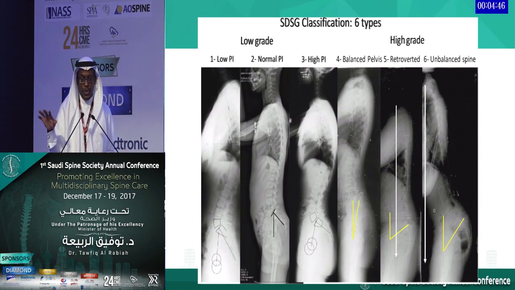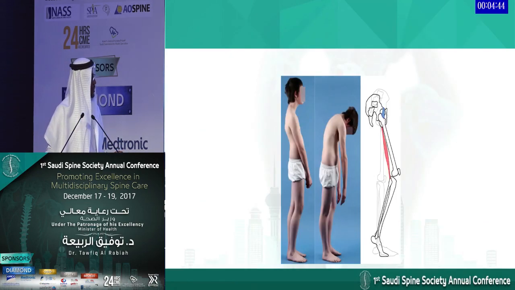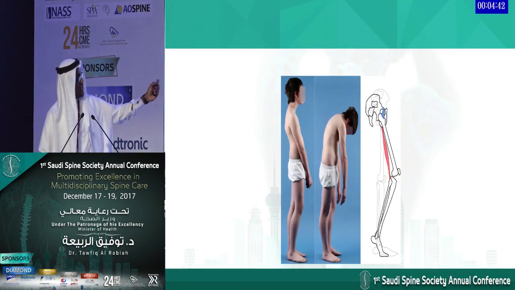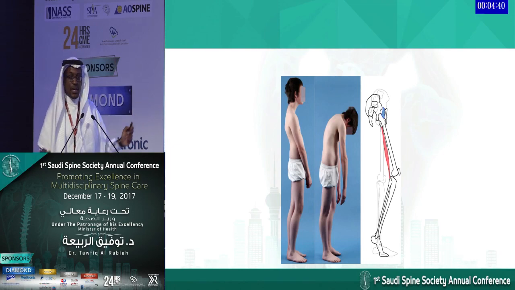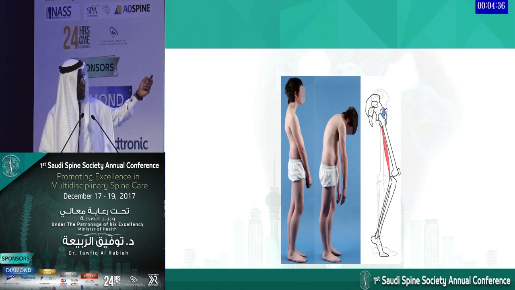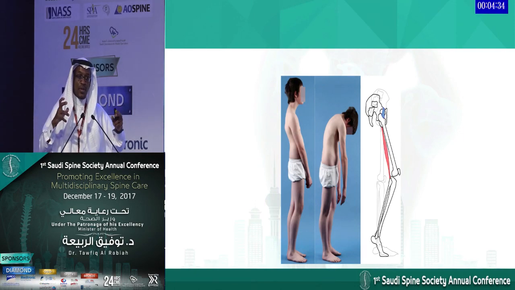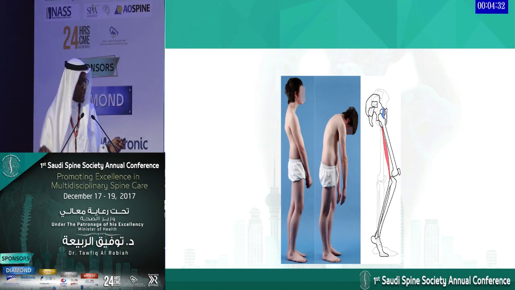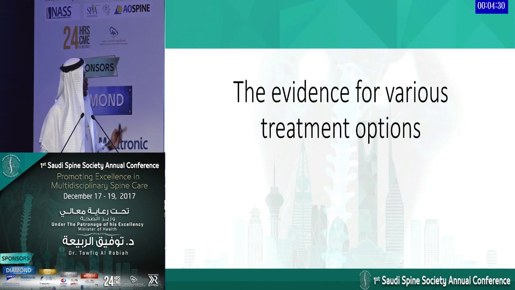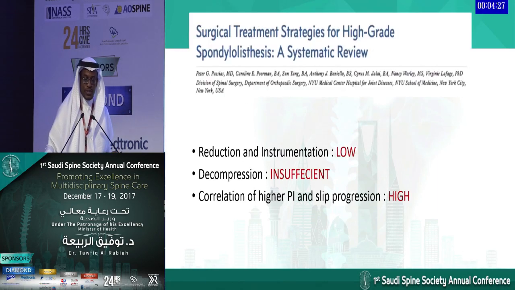So that was the first part of my talk, and then I'm going to talk about the treatment options. These are the changes you see in your patients once they progress their spondylolisthesis. They have tighter hamstring, their iliofemoral ligaments, they become tight, and they lose that compensatory mechanism, so to speak. So what is the evidence for various treatment options?